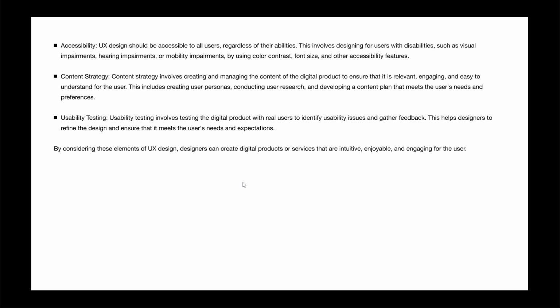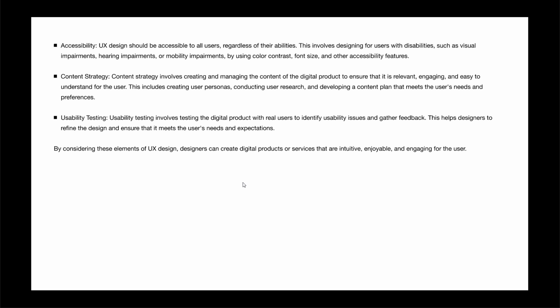Usability testing involves testing the digital product with real users to identify usability issues and gather feedback. This helps designers to refine the design and ensure that it meets the user's needs and expectations. Remember, these products are not for you or the product owners or the stakeholders, but mainly for the user's needs. So at every point in time, the user's needs and expectations must be prioritized.